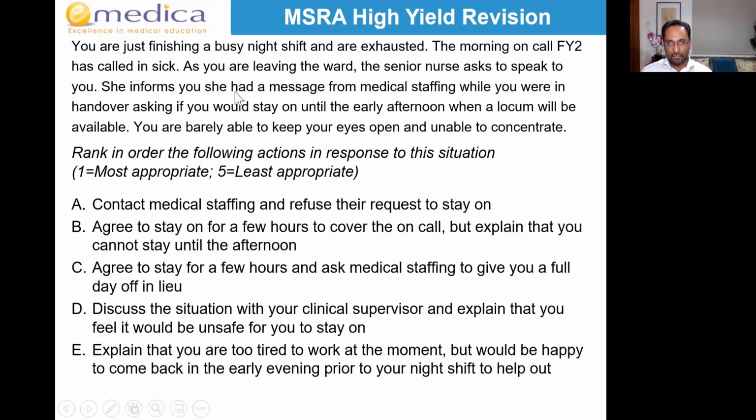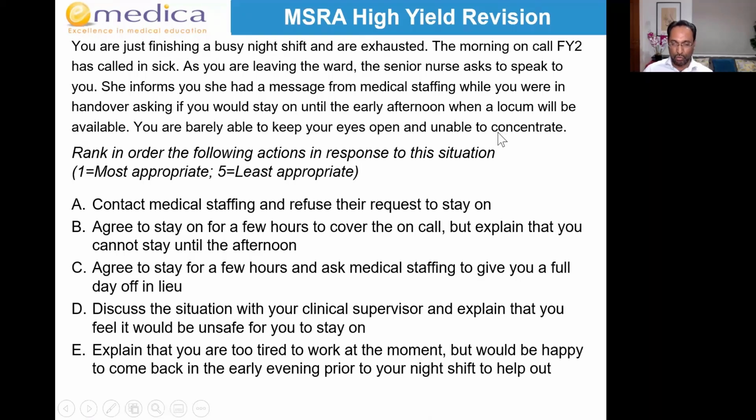So you're just finishing a busy shift, it's a night shift and you're exhausted. Any night shift you'd be tired, but there's some where you're exhausted, where generally you can't sleep. Now the morning on-call doctor's called in sick, and just as you're leaving, the nurse says, look, medical staffing want you to stay on until the early afternoon. They found a locum, but they're not going to be able to get there till the early afternoon. I can see if it's morning and it's early afternoon, it's a few hours that they want you to stay on. But this bit's really important at the end: you're barely able to keep your eyes open and unable to concentrate. There's tired, there's exhaustion, and there's when you nod off.